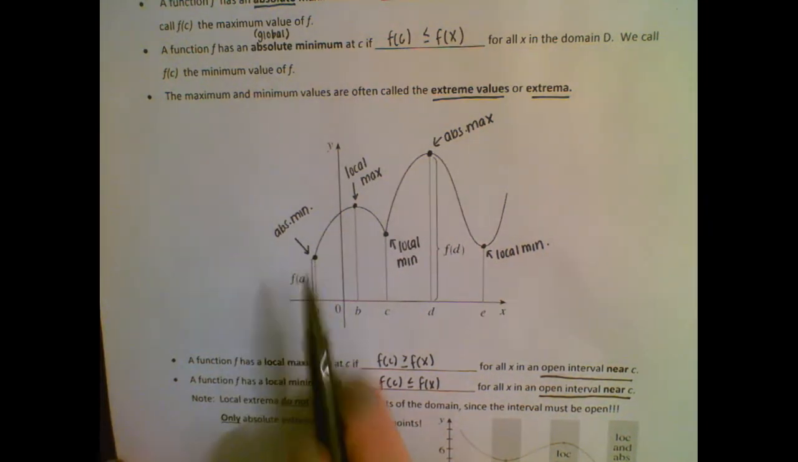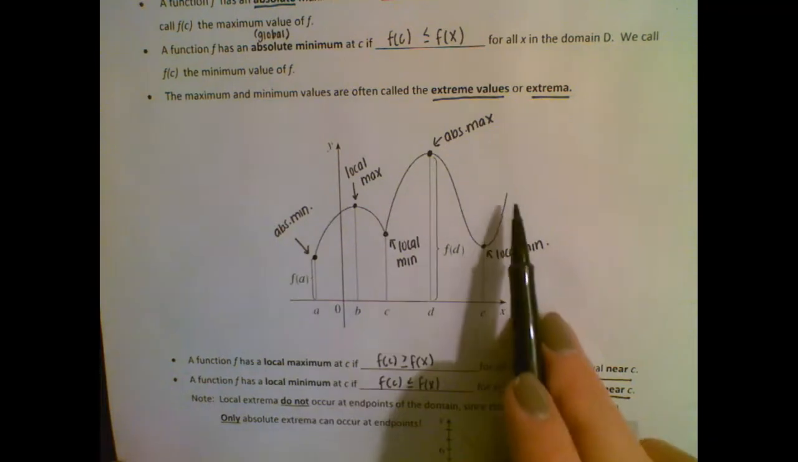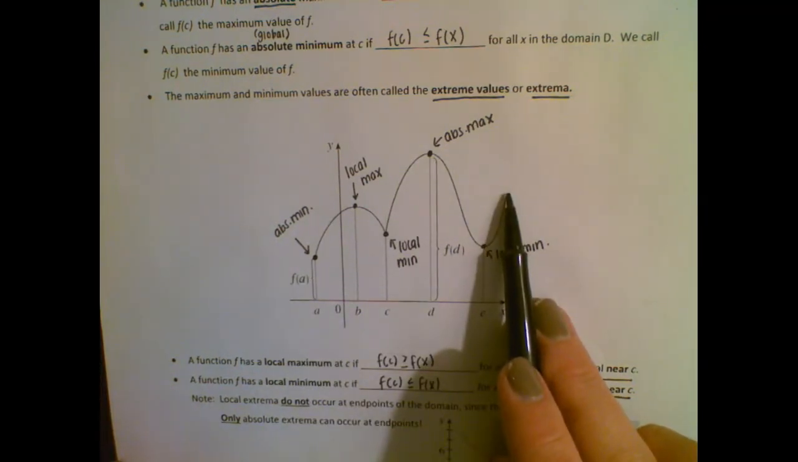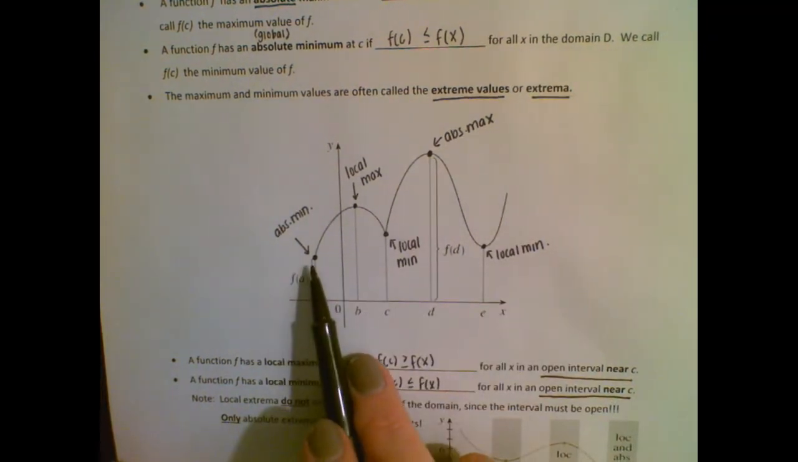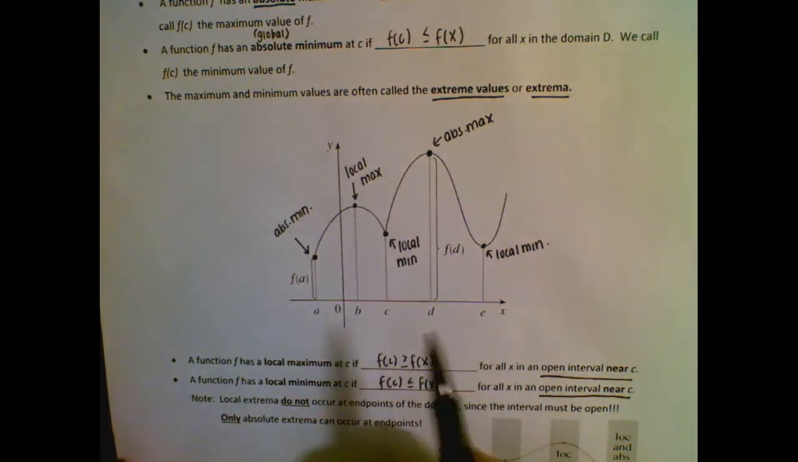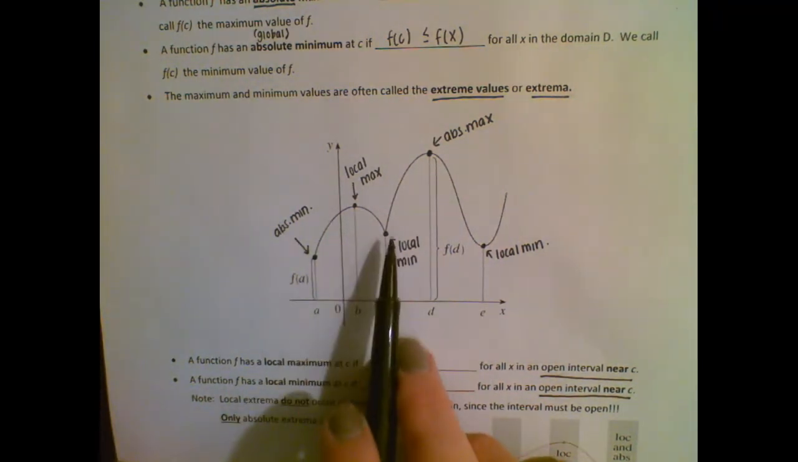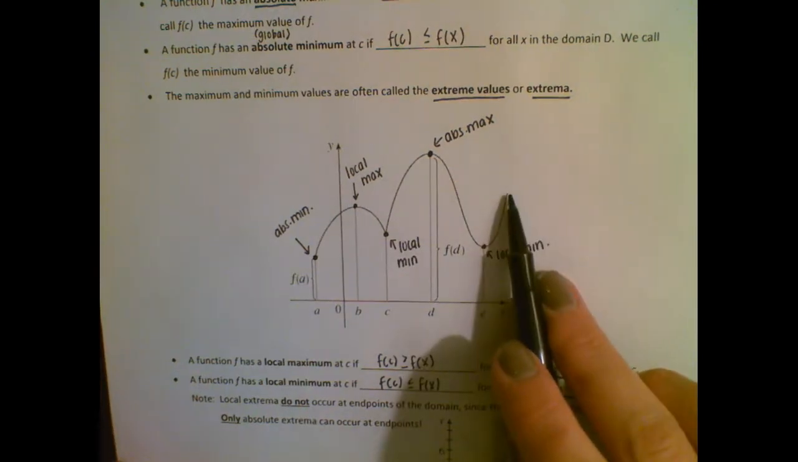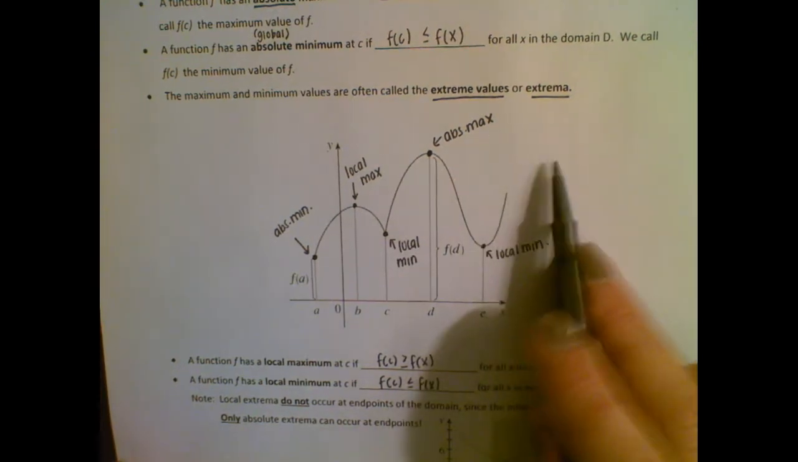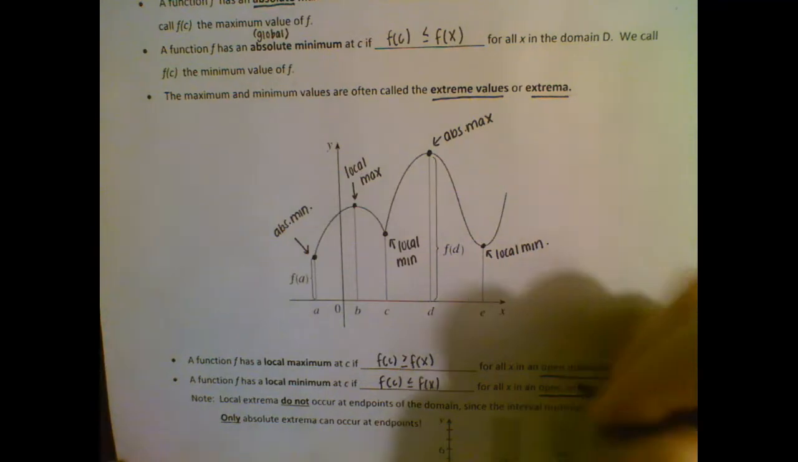So absolutes can definitely occur at the endpoints, but we cannot say that this would be like a local anything or this would be a local anything, because what needs to happen is when we're looking for local minimums and maximums, there's got to be something around the point to compare it to. So there's got to be a left side of the graph and a right side of the graph. Over here, this point only has a left side of the graph and it doesn't have anything to compare it to on the right side of the graph.